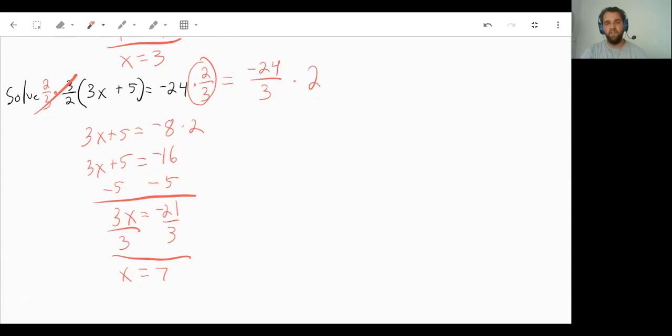So that's the last one for this section. So it's just the same as the last couple. It's just a little bit more complicated now.